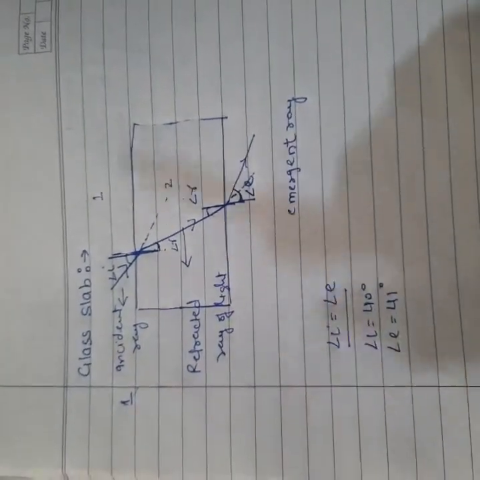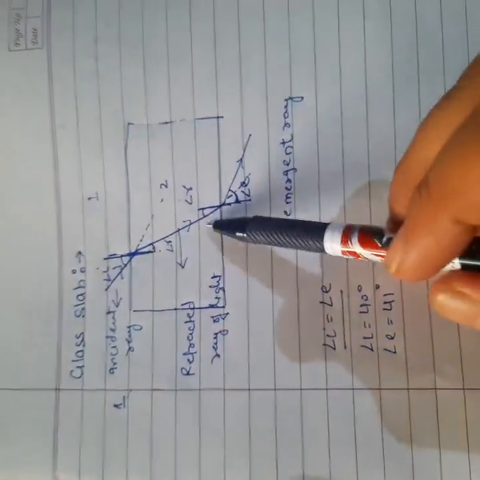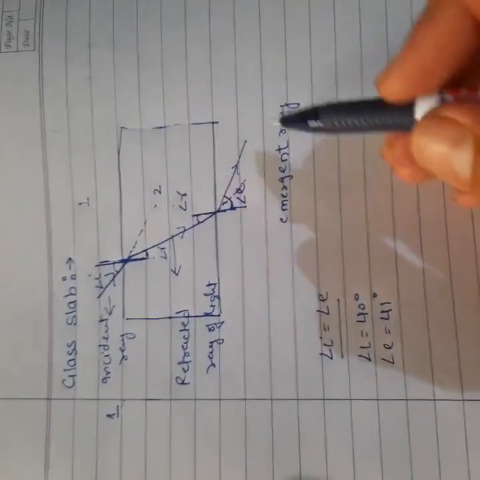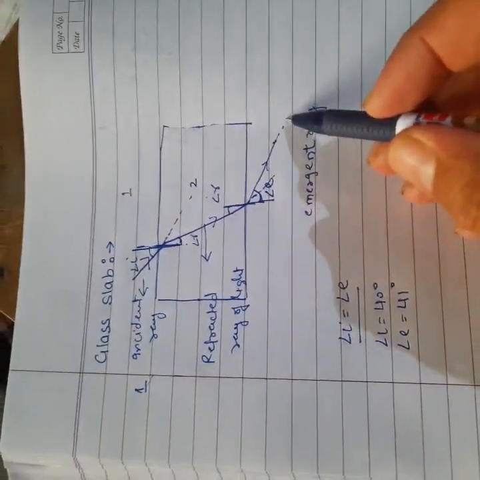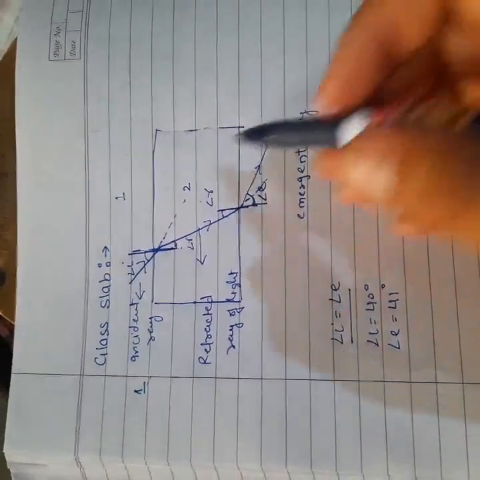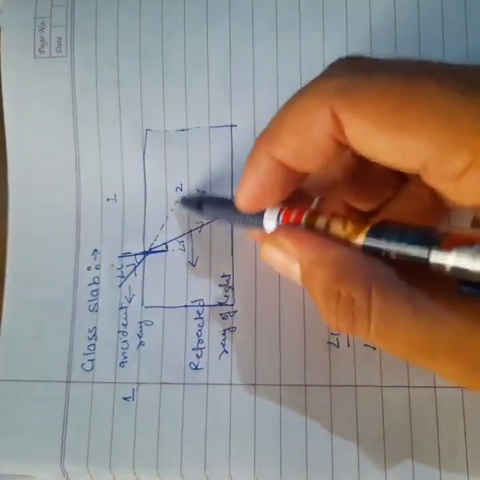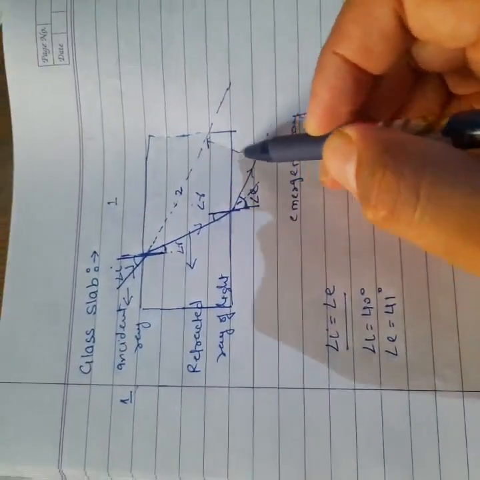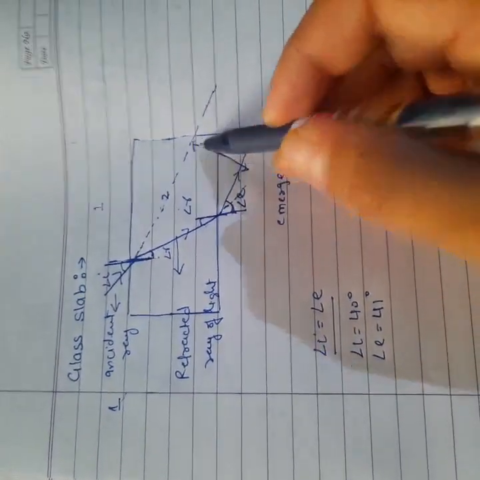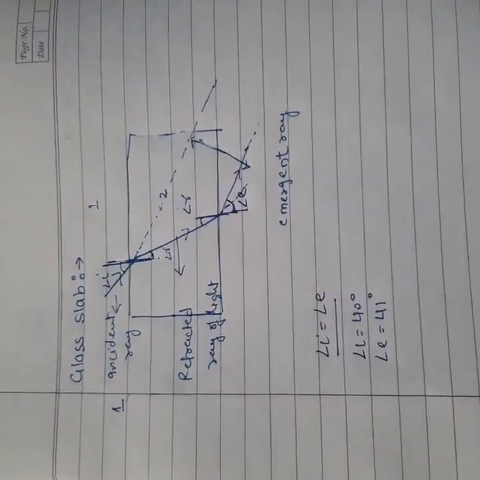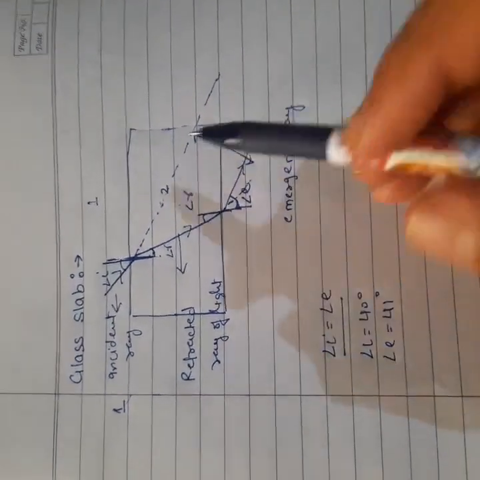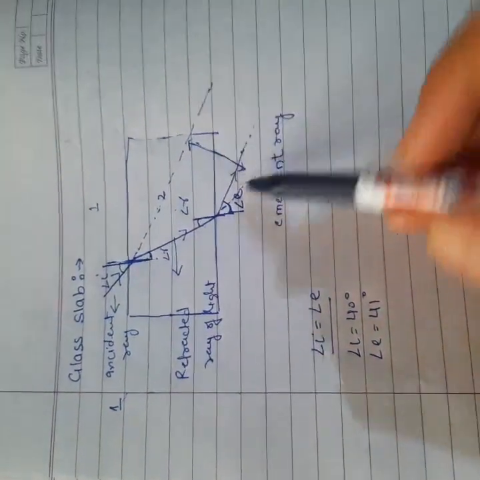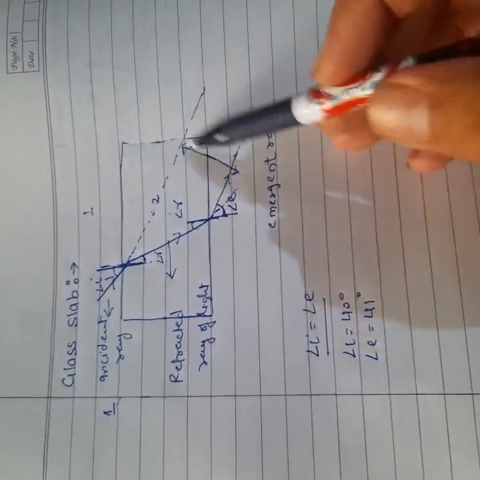Students, you are understanding that this is the glass slab, the incident ray, the refracted ray, and this is the emergent ray. Listen: if you extend this emergent ray in the forward direction, and draw the incident ray in the forward direction too, what will you see? Both will be parallel to each other. You can measure by scale. Practically you can measure. This is the incident ray, and this is the emergent ray. Both will be parallel to each other.